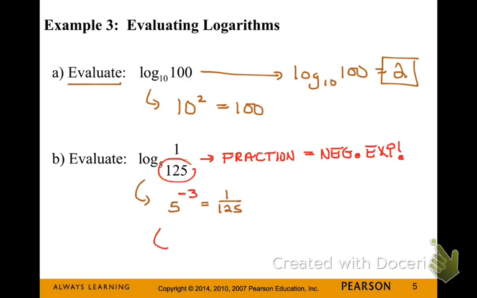And so since we have a negative exponent, we know that 5 to the third power is 125. That means here that log base 5 of 1 over 125 is going to be negative 3, because we're getting that negative exponent.